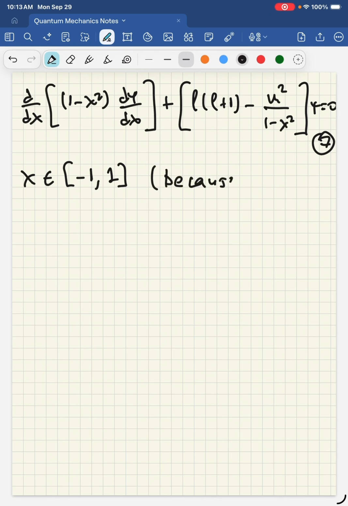Because usually x is cosine of theta, okay? This equation appears when we solve for the radial part of the three-dimensional differential equations. For those of you who are more advanced in quantum mechanics, we're not going to talk about that. We will just take it as is and compare 6 and 7. So let's go back to the equation.